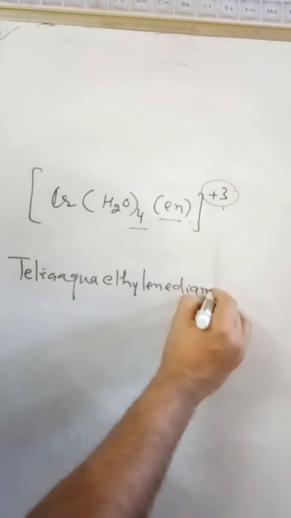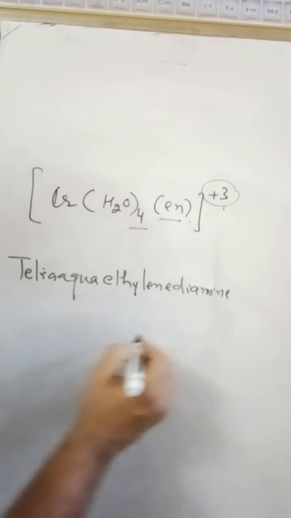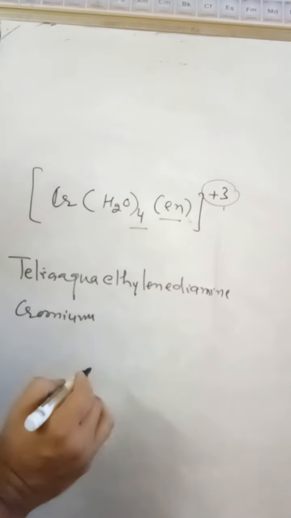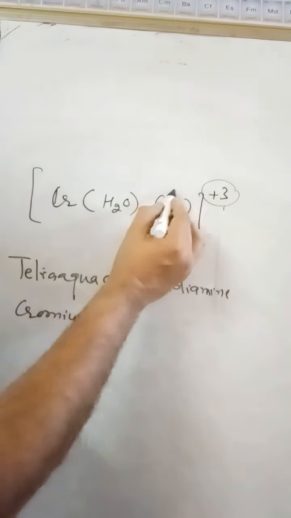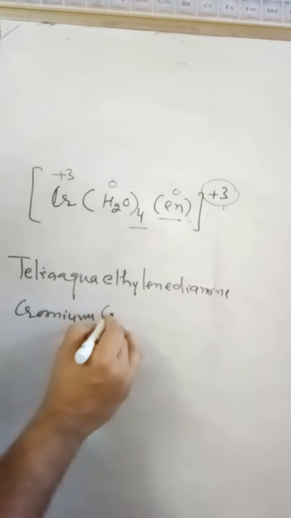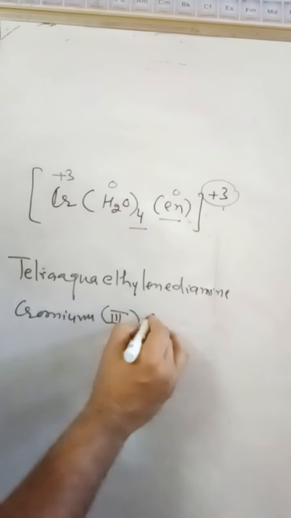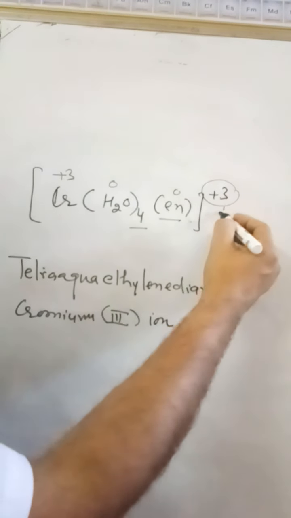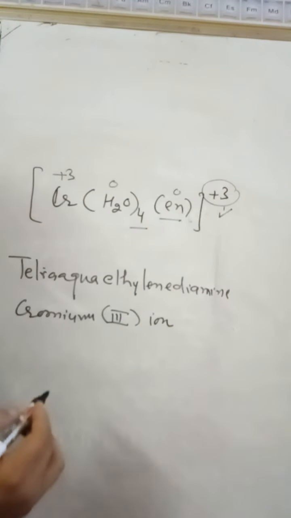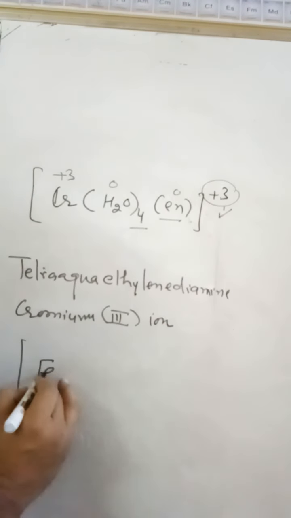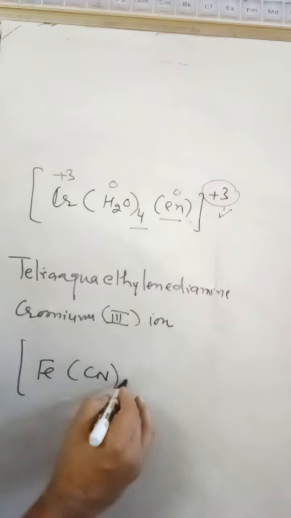Ethylenediamine, chromium. Now this is a neutral ligand, and its state is 3. Chromium(III) ion. Now in this case the square bracket carries a positive charge. Now consider one example. Suppose this is the complex.